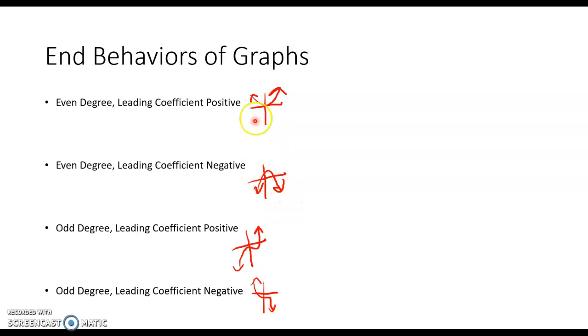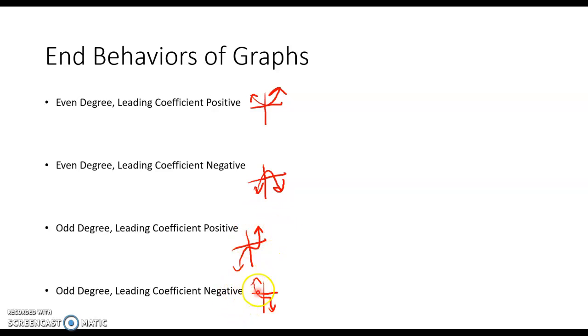With a positive leading coefficient, it's going to be going all up, or, if the leading coefficient is negative, your end behavior is going to be going to negative infinity on both sides. Then for your odd degrees, if the leading coefficient is positive, as x goes to negative infinity, your function is going to go to negative infinity. And as x goes to positive infinity, your function is going to go to positive infinity as well.